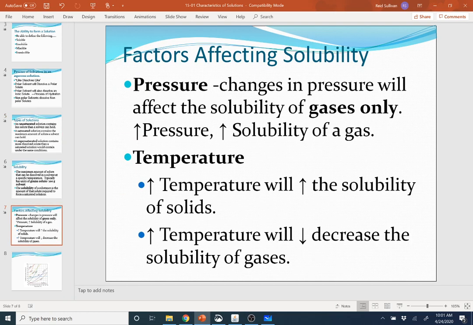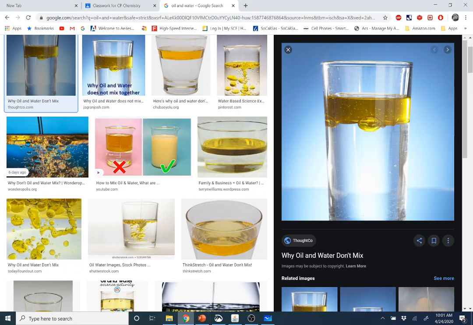So what are some things that affect solubility? How can you change solubility? When it comes to gases, because they are susceptible to pressure, you can use pressure to force gases into a solvent. So in this case, that means if you increase the pressure, you can increase the solubility.